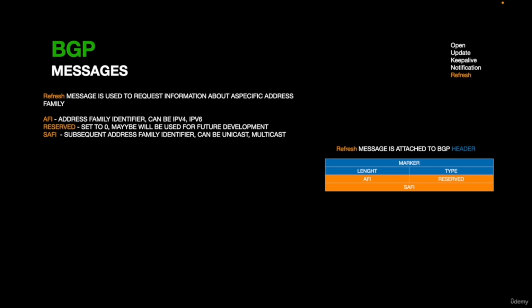We also have the refresh message, which is used to request information about a specific address family, and we have the AFI field, which is the address family identifier, can be also IPv4 or 6. We have the reserved field, which is set to 0, and for now it is not used. And SAFI is the subsequent address family identifier, can be unicast or multicast.